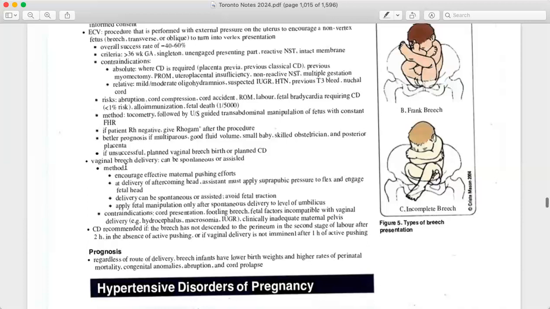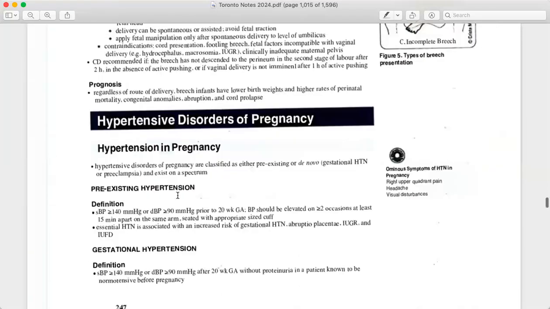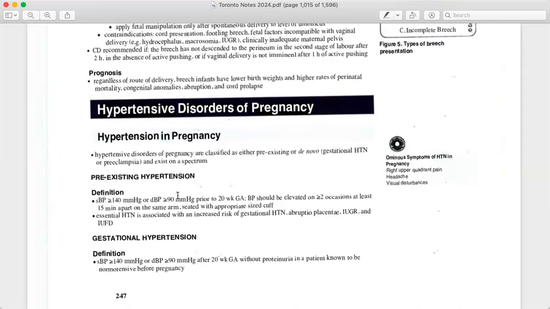So vaginal breech delivery can be spontaneous or assisted. Encourage the effective maternal pushing efforts, all these things. So usually what happens in breech delivery is we actually refer the patient to the obstetrician. So on the basis of our knowledge, all we need to know is external cephalic version and when you are going to refer the person for the breech delivery. That's it. Coming to hypertensive disorders.